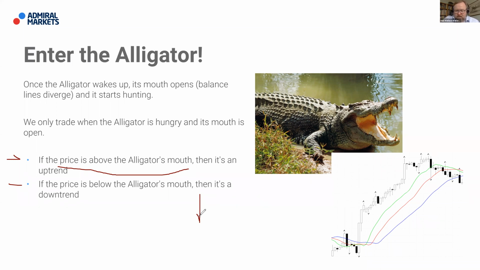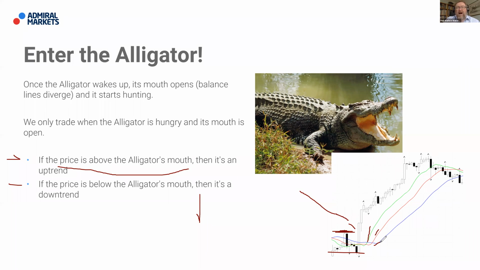And hopefully you can see in this example that the alligator's been asleep here. The price has been intertwined with the alligator's jaw, lips and teeth, and then we can see that as price breaks through the last fractal and starts to move up, the balance lines start to diverge. The alligator's mouth is open, and this is where we're looking to do our business as traders.